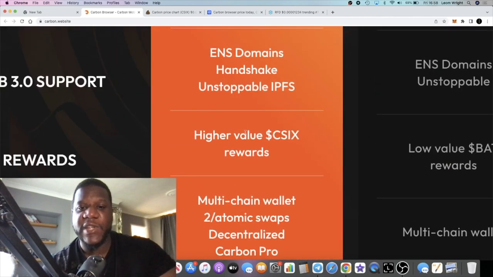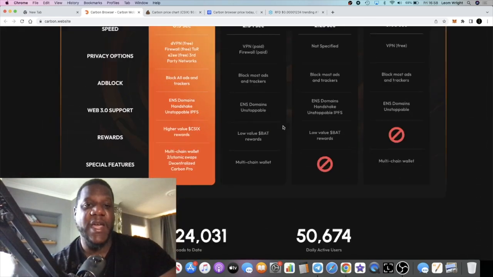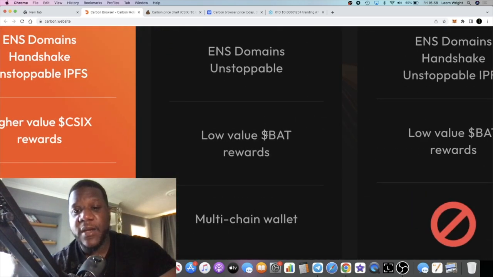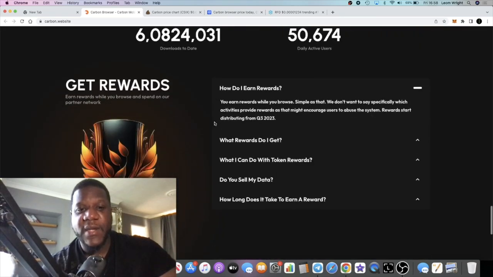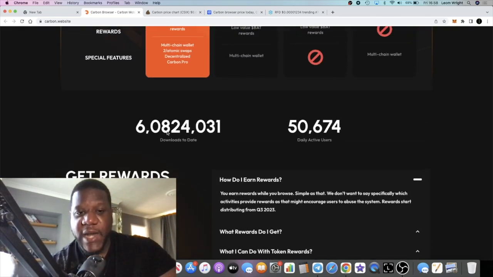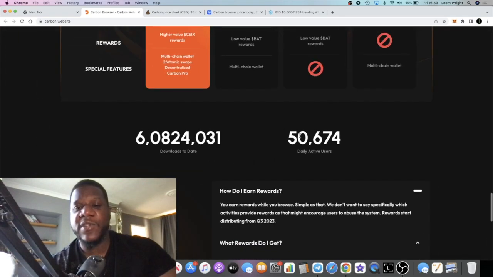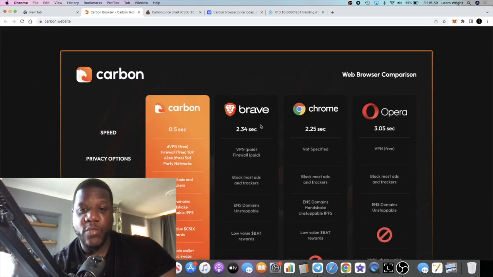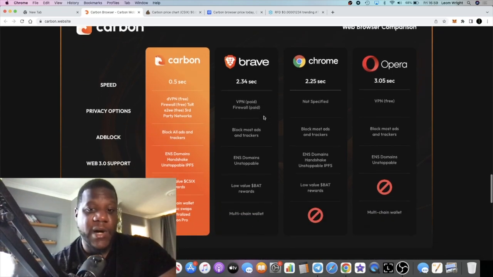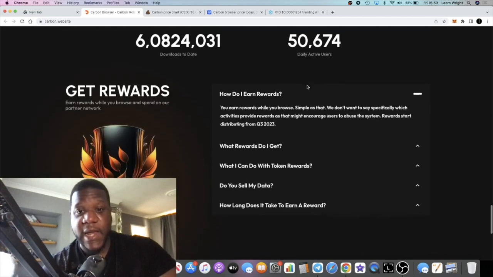Now, the rewards token, obviously, the token ticker for this is CSIX. For Brave browser, it will be BAT, as you can see. Okay, guys, similar kind of thing. Downloads to date, we have, what is that, 60? It looks more like 60 million. 60 million downloads, or is that number, doesn't seem right. 60824. But, you know, let's just look at the daily active users. So 50,000 daily active users. I'm not sure what we're comparing that with. Whether that's a lot, I don't know, but it sounds like a lot, 50,000 daily active users.